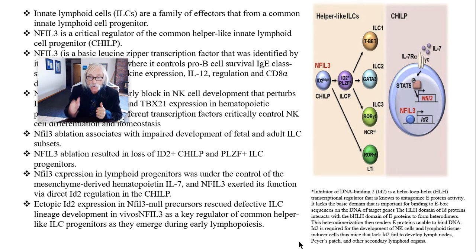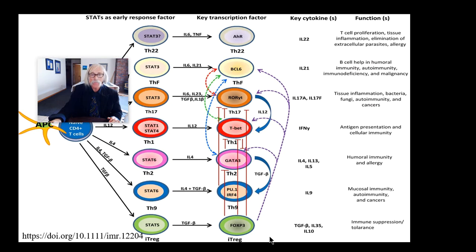So ID2 is required for the development of natural killer cells and lymphoid tissue inducer cells. Thus, mice lacking ID2 fail to develop lymph nodes at all and include also Peyer's patches and any other secondary lymphoid organs. So this is a really key feature, right? You got to have these transcription factors. You go blocking these pathways, you lose lymphoid organs. It's got to be a major thing.